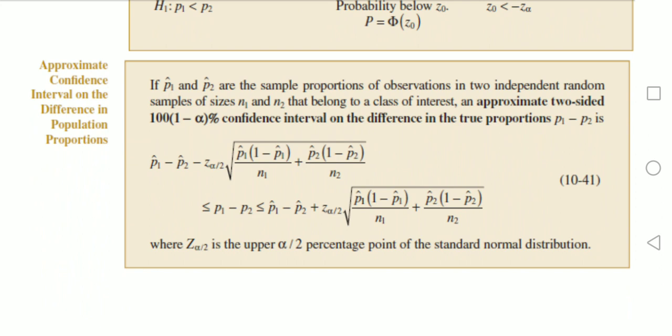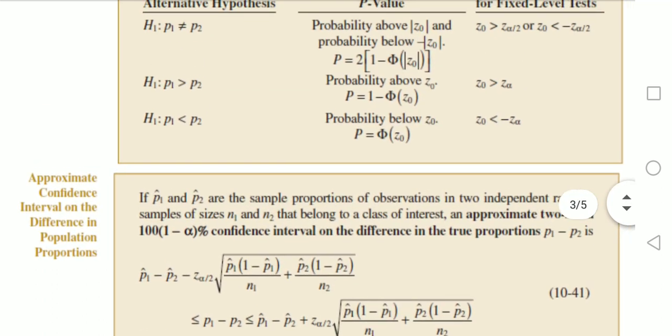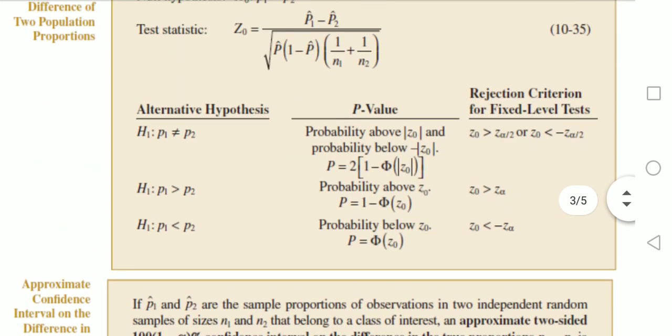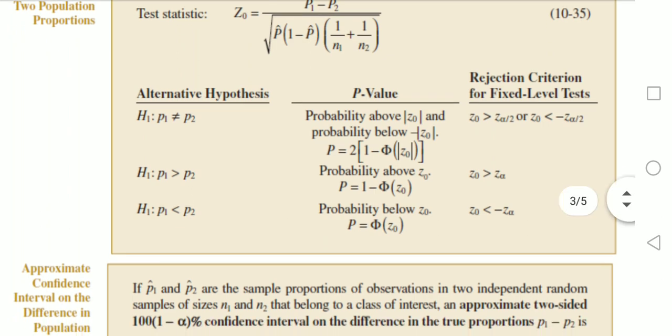Already in the previous problem we used p cap as x by n, right? Suppose we need p1 cap, that form is x1 divided by n1, and p2 cap is x2 divided by n2. And also in the test statistic we need p cap. Actually p cap is x1 plus x2 divided by n1 plus n2. Over the two random samples, out of n1 plus n2, what about our proportion rate x1 plus x2? So p1 cap is x1 by n1, p2 cap is x2 by n2, and p cap is x1 plus x2 divided by n1 plus n2.